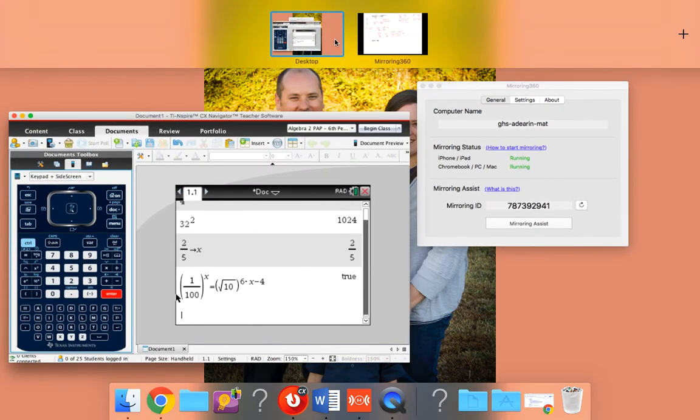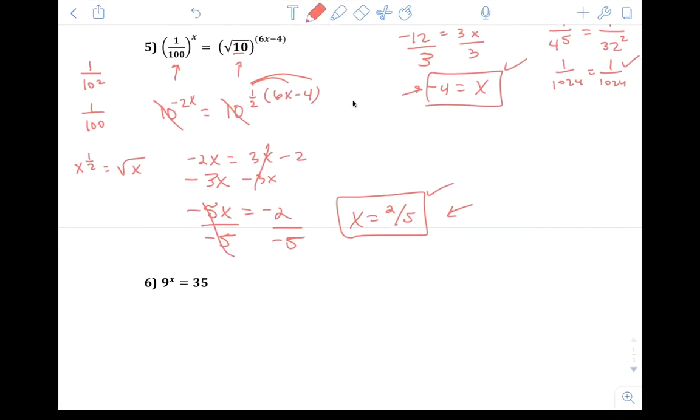Nice. Remember that if you're on 84, it'll give you a 1 for true, a 0 for false, or an error also means false, like extraneous. So we're good. Okay, last 3 questions.